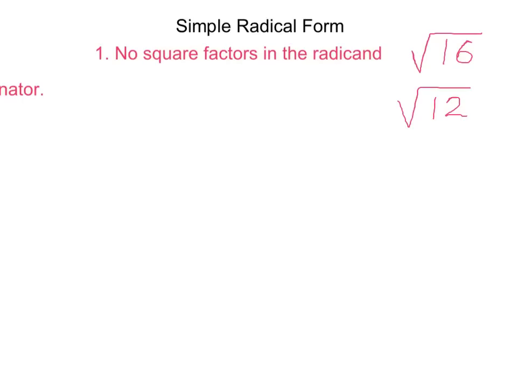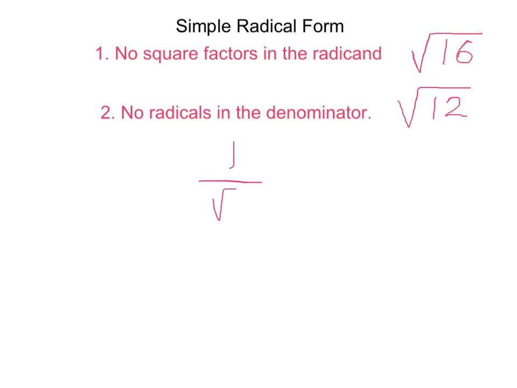And the other rule is you can't have any radicals in the denominator. So these are just standard ways of writing radicals, so everybody does it the same, everybody's answer looks the same. So for example, no radicals in the denominator would mean you don't want to leave your answer like 1 divided by the square root of 2. That would be a radical in the denominator. It wouldn't be in simple radical form. Okay, so I'm going to take those things one at a time and talk about them.